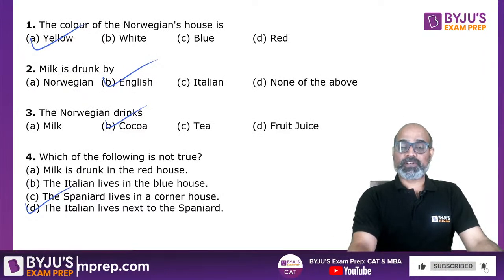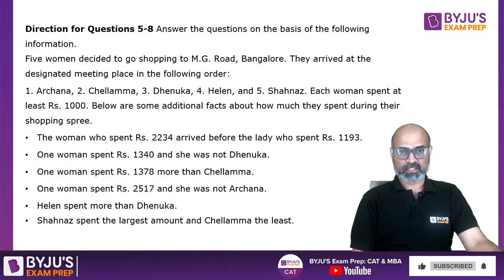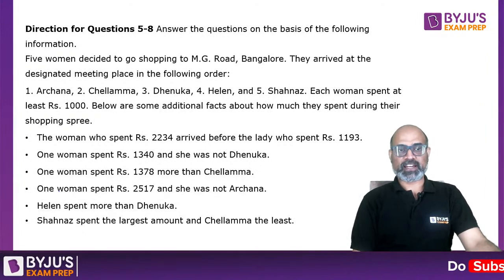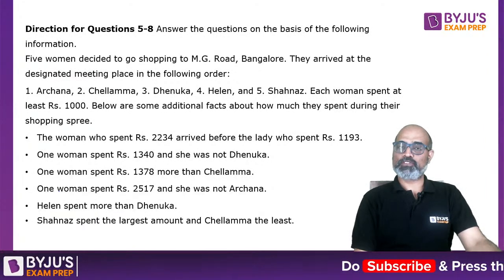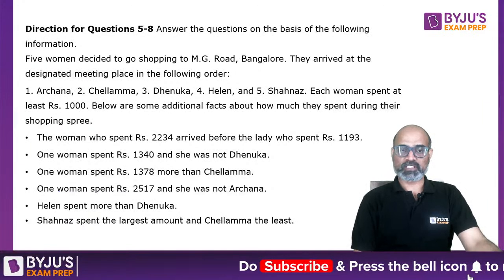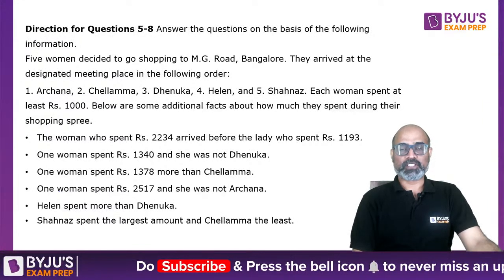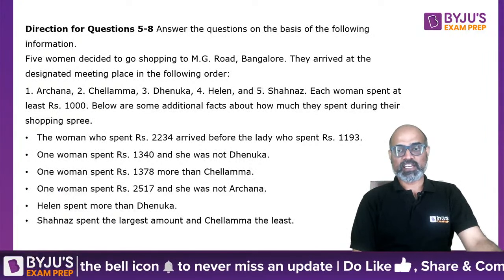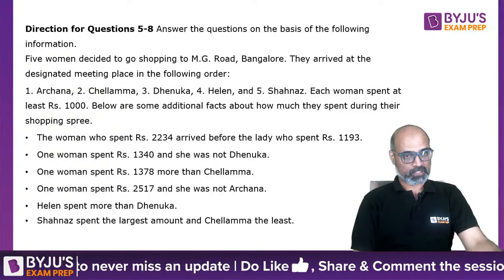Let's try another one now. This one. 5 women decided to go shopping to MG Road, Bangalore. They arrived at the designated meeting place in the following order. The first person was Archana, the second person was Chelamma, the third was Dhenuka, fourth was Helen, and fifth was Shahnaz. Each woman spent at least ₹1,000.